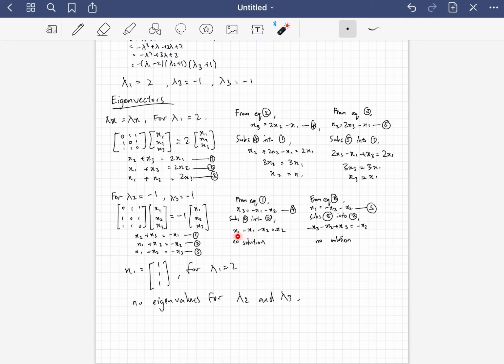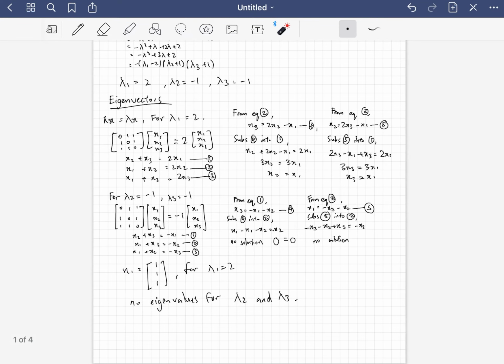As you can see, x1 minus x1, then x2 minus x2, so it will equal 0 and 0. So this is no solution for the eigenvectors. Like the same, equation number 3 also has no solution. So there are no eigenvectors for lambda 2 and lambda 3. Then I will go through the next question.